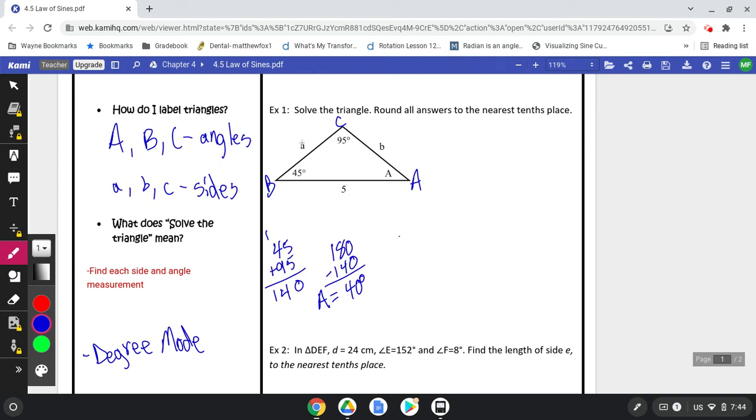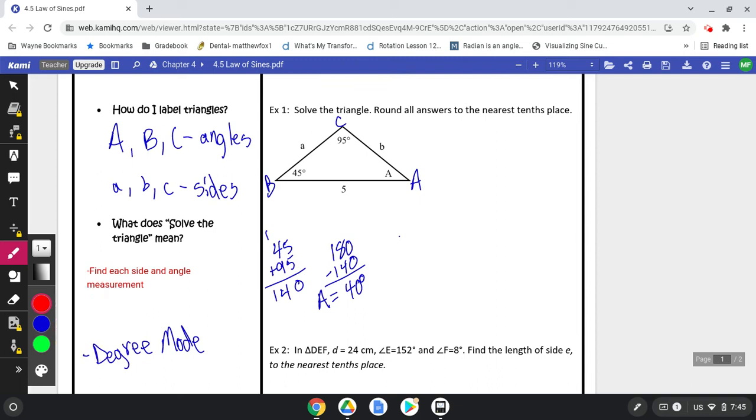In order to find a missing side using law of sines, we have to not only have one set, and when I say a set, I mean an angle and its opposite side, we also need to either have an additional angle or an additional side. Okay, so we can do this here. So if we look here, we will go ahead and solve.